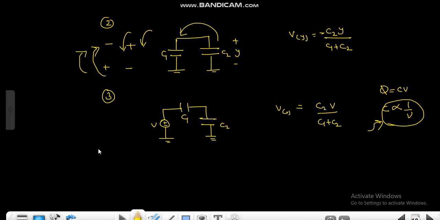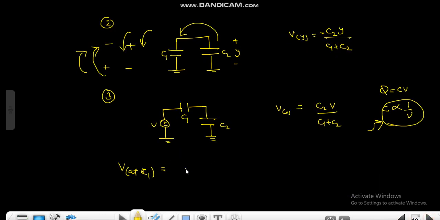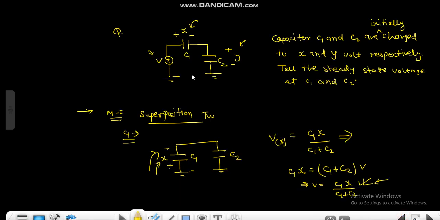So what is the total voltage? Now applying the superposition theorem, the total voltage at C1, not the charge, voltage. I many times say charge. So it would be C1x upon C1 plus C2, plus C2V upon C1 plus C2, minus C2y upon C1 plus C2. So this is one method. This is the final answer. In the circuits you won't have such a complex configuration.